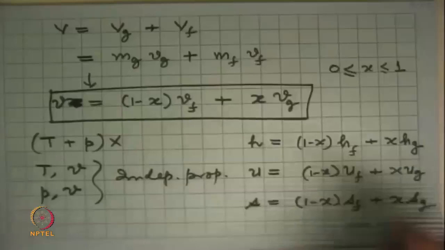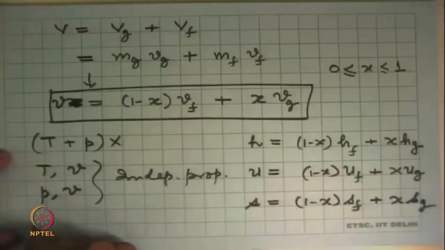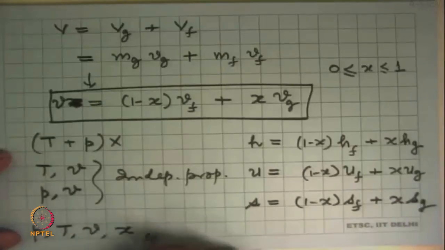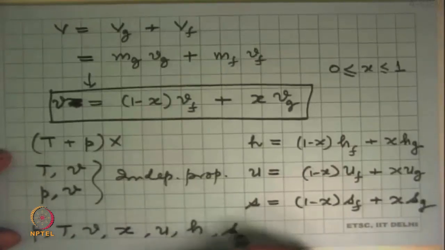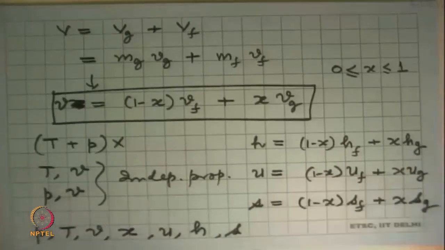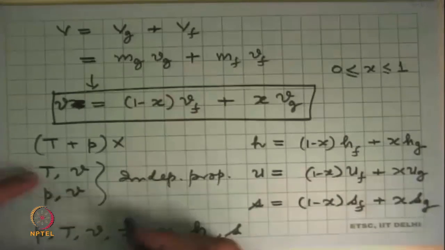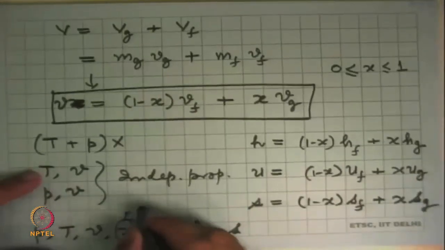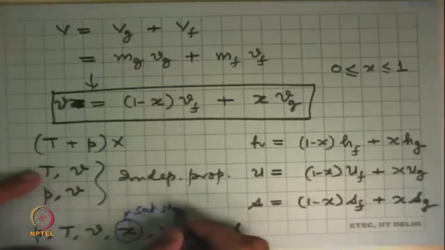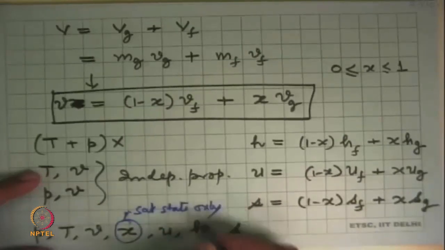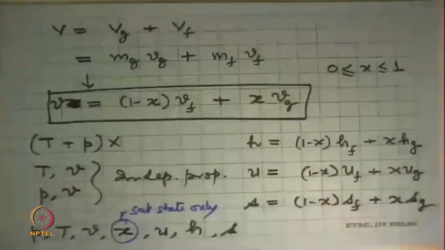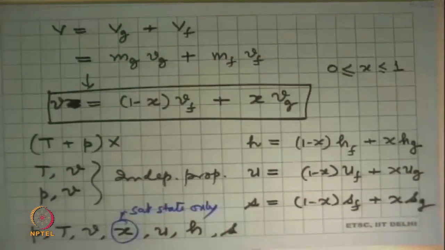So we have come to a point now where we say that I had independent properties called P, T, V, and now we have added X, U, H, S to that. And what we have said is that any two of these is applicable only for saturated state. So with the superheated vapor, we don't say X is equal to 1. X is not defined for states other than the saturated state.